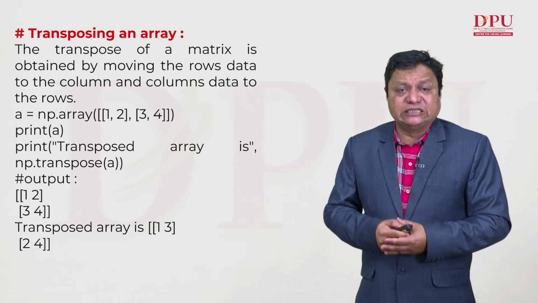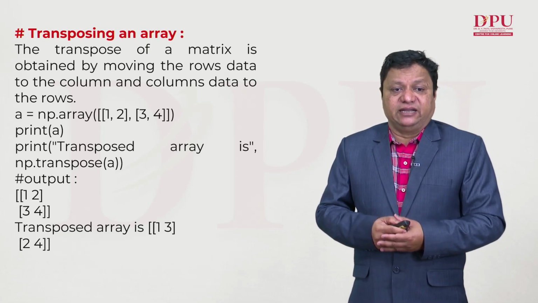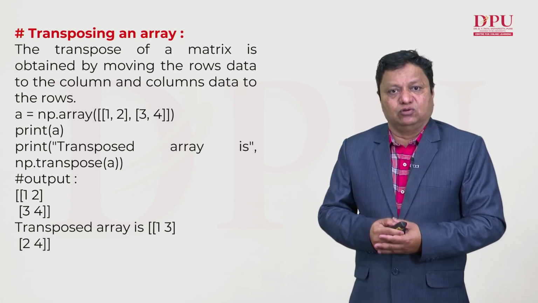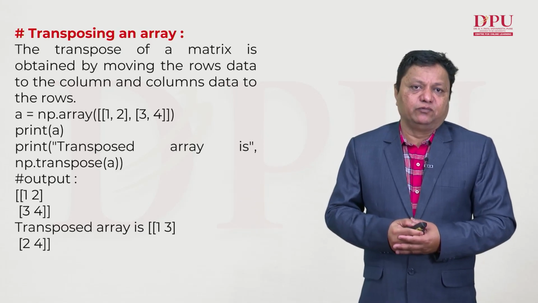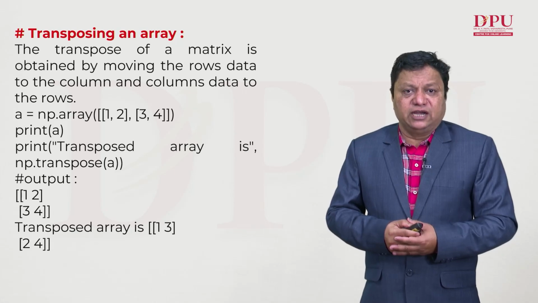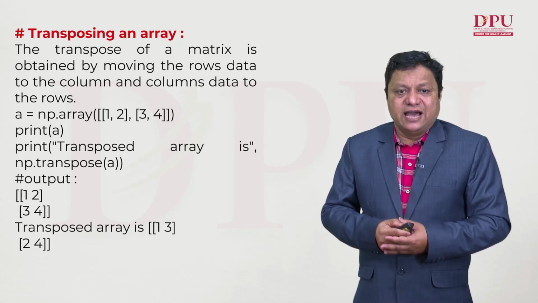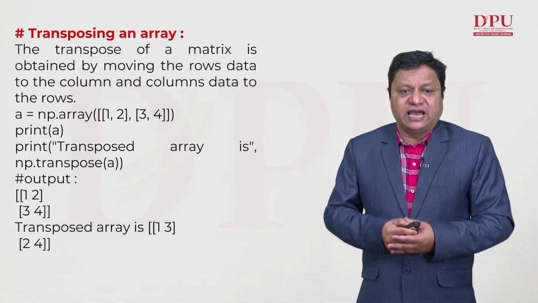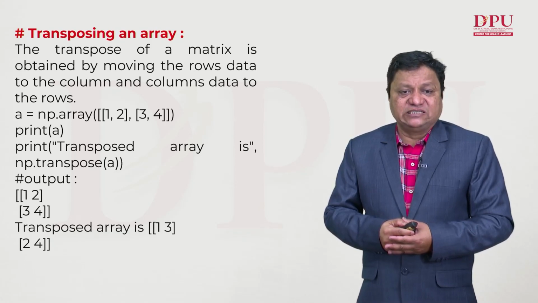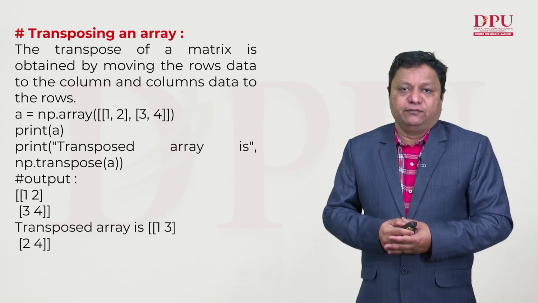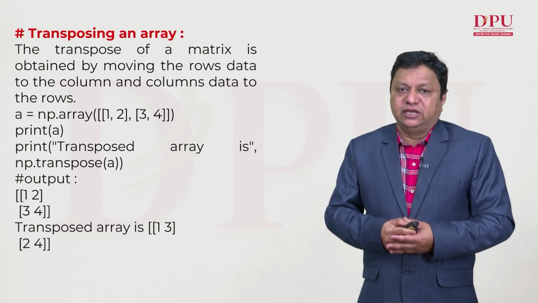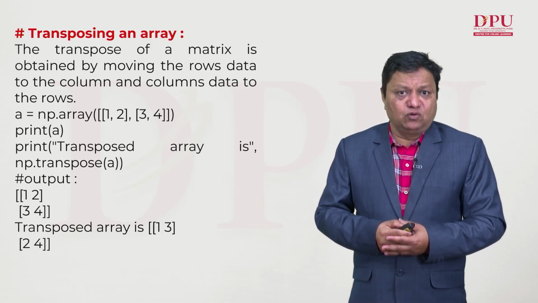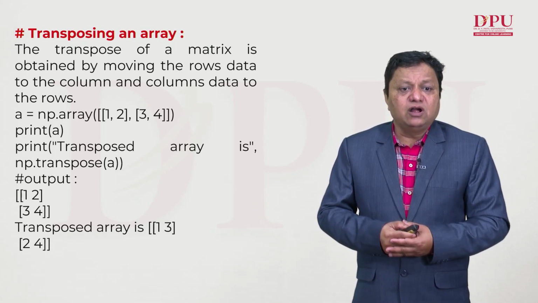Now, transposing an array. Transposing of a matrix is obtained by moving the rows of data to the columns and the columns of data to the rows. So when you convert the columns into rows and rows into columns, that is called array transposing. For example, a is equal to np.array, and in the round bracket I pass the values 1, 2 and 3, 4. If I print it, it will print the array having 2 rows and 2 columns: in the first row 1, 2, in the second row 3, 4.